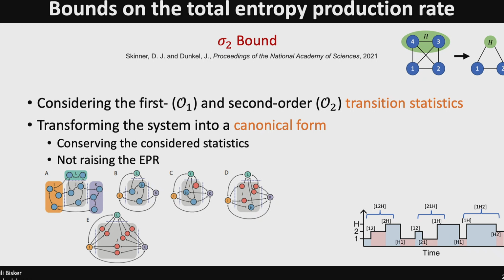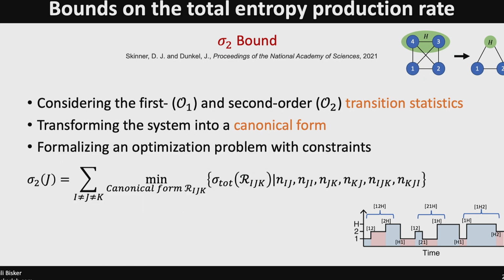Again, this construction, they proved that it can only lower the entropy production, and it preserved the statistics that they chose to focus on. And then they formalize an optimization problem using the observed statistics of the first and second order mass transition rates. So they basically minimize over all the canonical systems that have the same observed statistics. And then they take the minimal value of the entropy production, which trivially gives a lower bound on the total entropy production of the system in question, because obviously the system in question is part of the group over which we minimize. Okay, and then they just count over all the states and correct for the double counting.